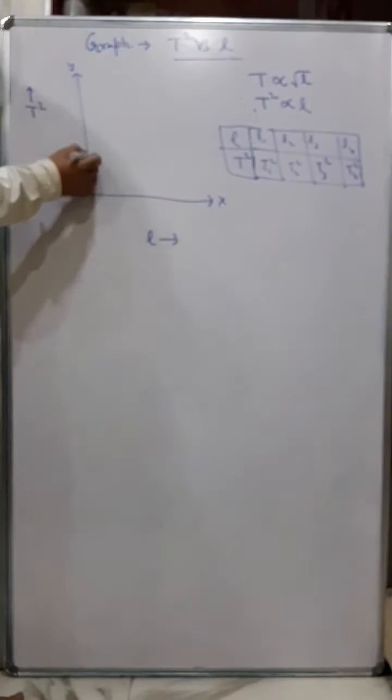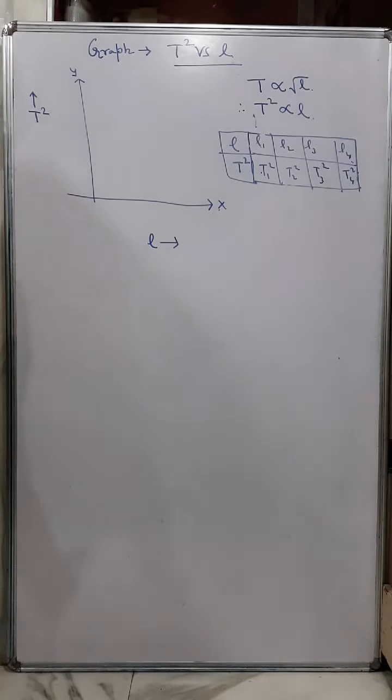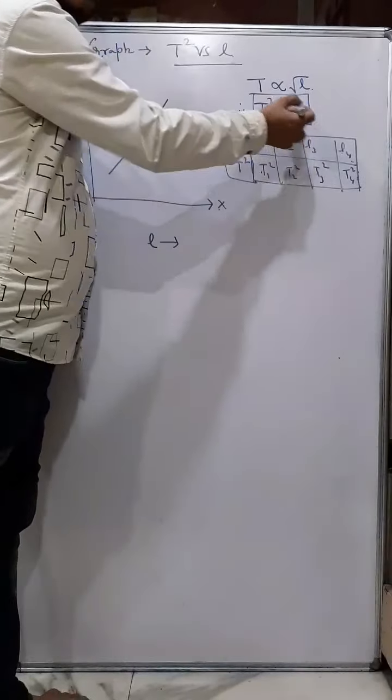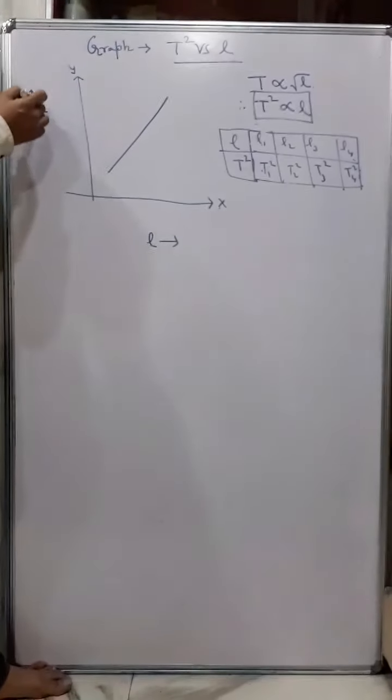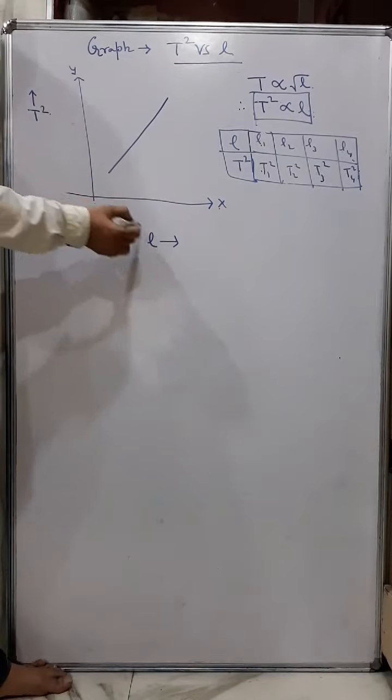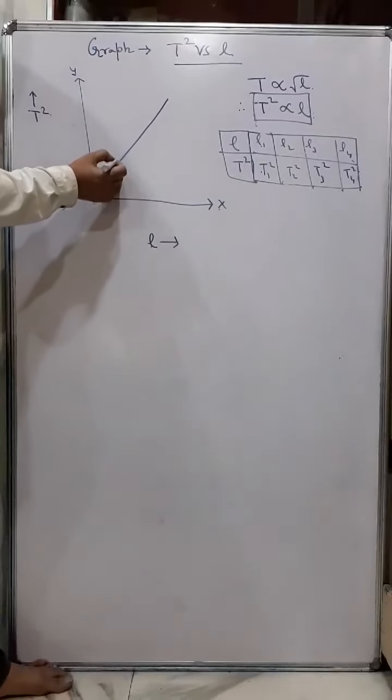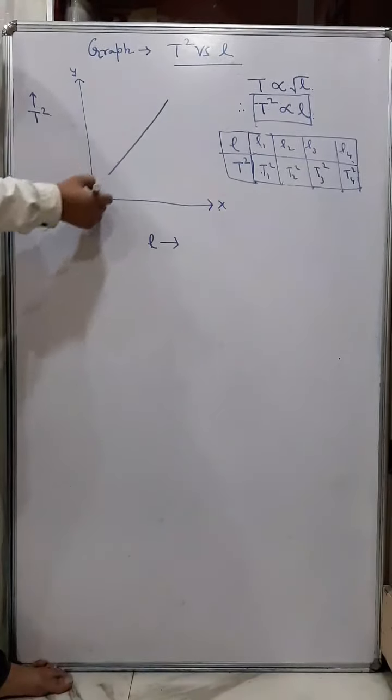So we can get different values, and with these values if I plot a graph, I'll always get a straight line, because it is directly proportional. Anything which is directly proportional always gives a straight line. So we'll draw the graph by taking the value of T square along the y-axis and the value of length along the x-axis, and by experimentally plotting different values of length and time period, we'll get a straight line.